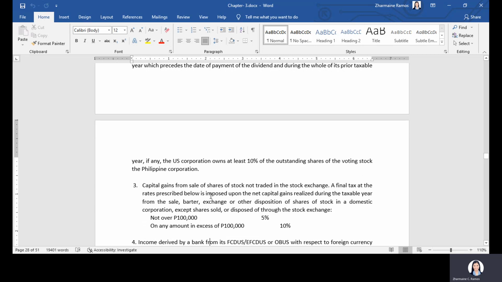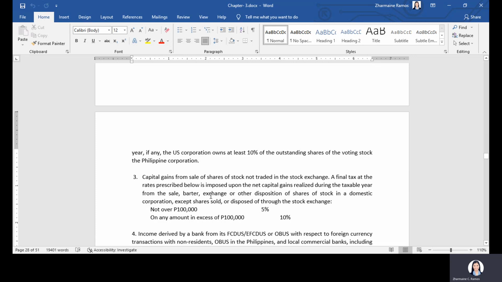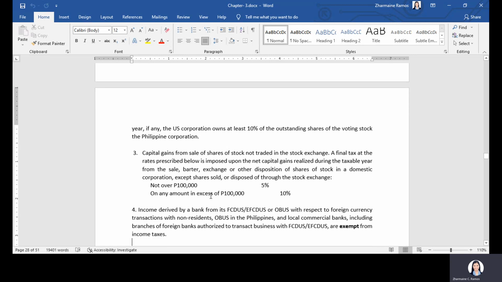So, ito naman yung capital gains from sale of shares of stock not traded in the stock exchange. So, a final tax at the rates prescribed below is imposed upon the net capital gains realized during the taxable year from the sale, barter, exchange, or other disposition of shares of stock in the domestic corporation except shares sold or disposed or through the stock exchange. So, pag not over 100,000 ng capital gains niya, 5% lang. So, on any amount in excess, 10% na siya.